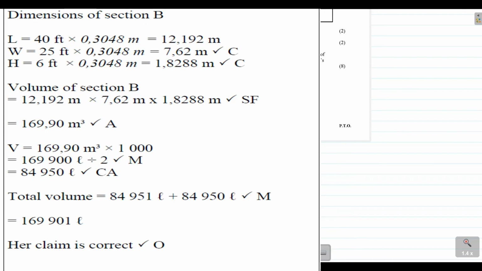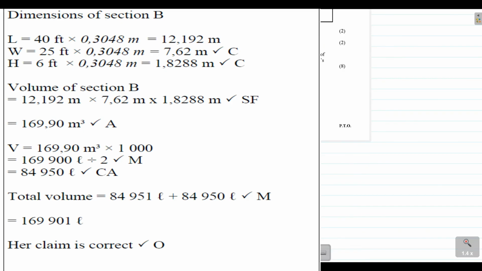Okay, and obviously giving what the volume is. And they basically allocated another mark for obviously dividing by 2. You get another mark for that, right? And you'll get a mark for then getting that the volume of section B is 84,950 liters. Okay, you get another mark for now adding your volume for your section A and your section B. Okay, and then a final mark for saying her claim is correct.